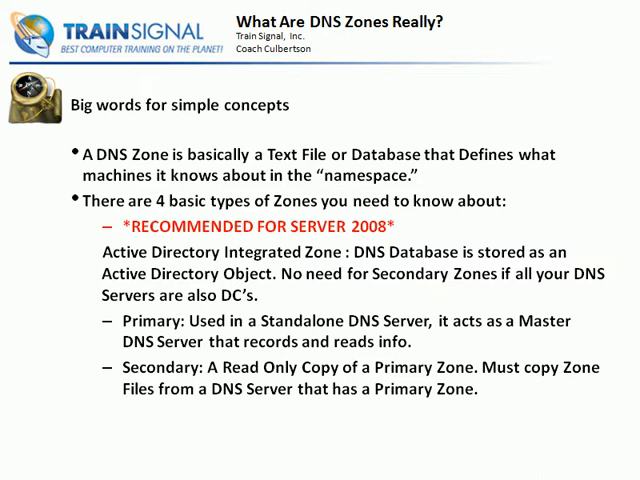And what that means is that it has to copy zone files from a DNS server that also has a primary zone. We might put a DNS server that has only a secondary zone in a branch office or something like that, where we would communicate with and copy from a primary zone back at the main headquarters. Now, there's also what we call a stub zone.